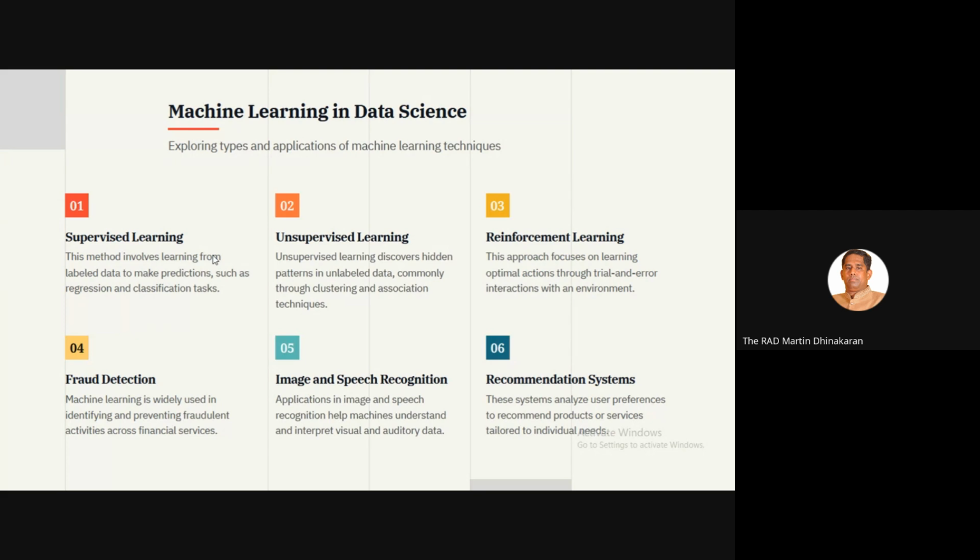Next, coming to the third one, reinforcement learning. This is a different kind of learning apart from the two. This approach focuses on learning optimal actions through the trial and error method. For example, whenever a new technology is introduced to the world, they will have a trial and error method for a particular period of time. For example, we can say self-driven cars.